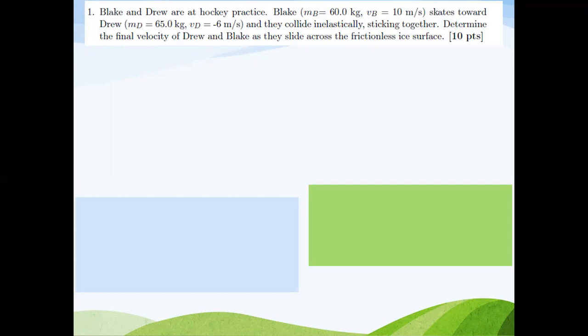All right. Now it's asking us to determine the final velocity of Drew and Blake as they slide across the frictionless ice surface. Okay, cool. So we have all the conditions there. It's frictionless, so we don't need to worry about whether the energy is lost or not. And we are given all the masses and velocities.